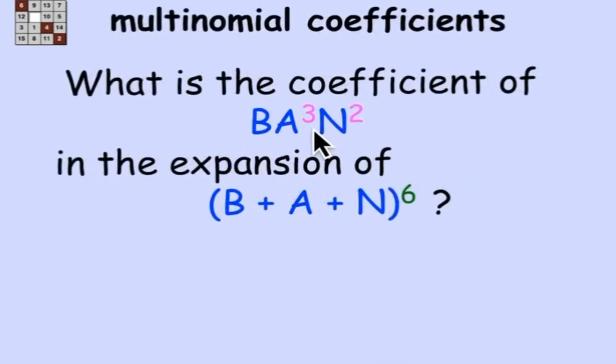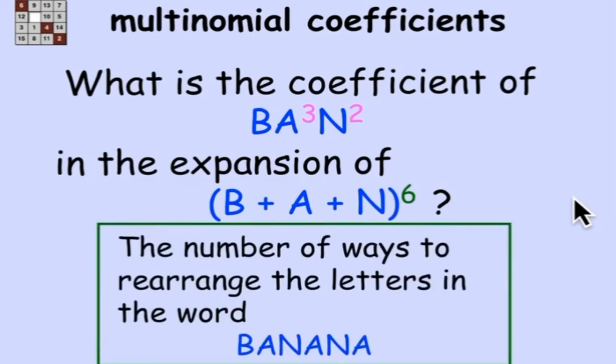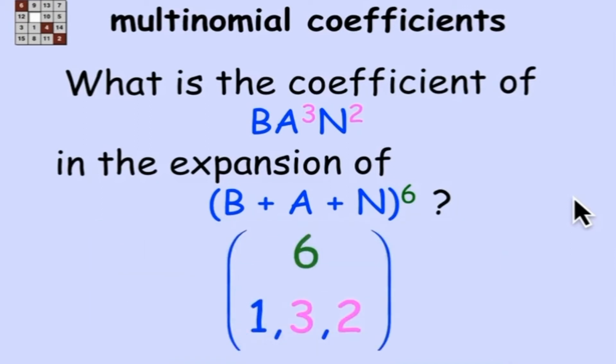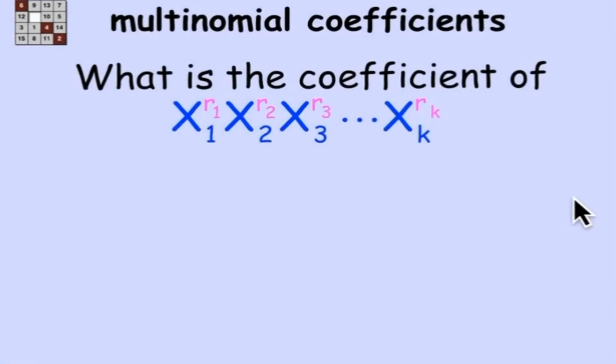What's the coefficient of B A cubed N squared if I expand this trinomial, B plus A plus N, to the 6th power? Well, now again, I have 3 to the 6th terms. How many of them involve a B, 3 A's, and 2 N's? By the bookkeeper rule, it's the number of ways of rearranging the letters in the word banana, and that's 6 with subscripts 1, 3, and 2.